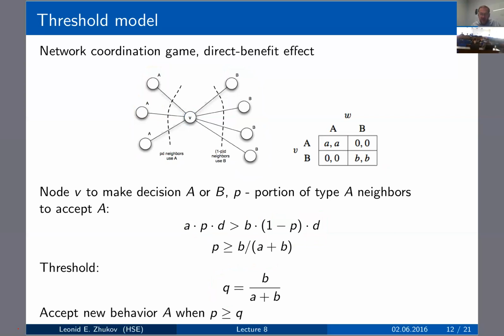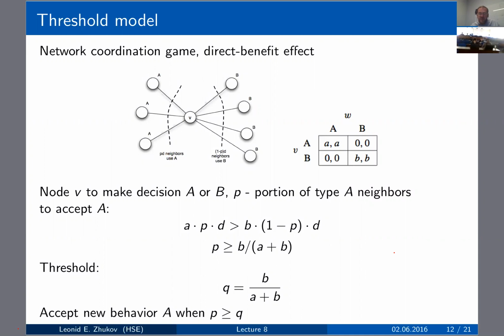based on the number of friends. So you can accept new behavior when the fraction of friends will be greater than this threshold.